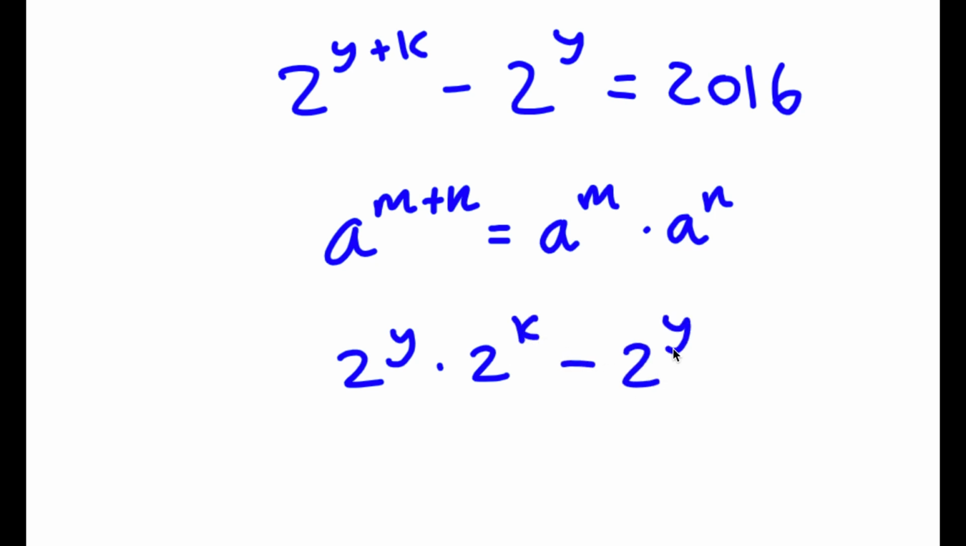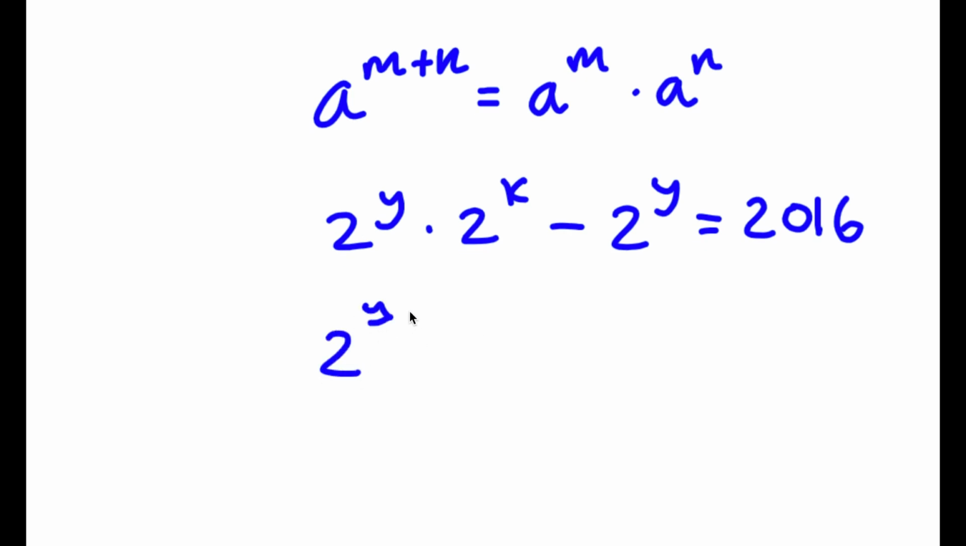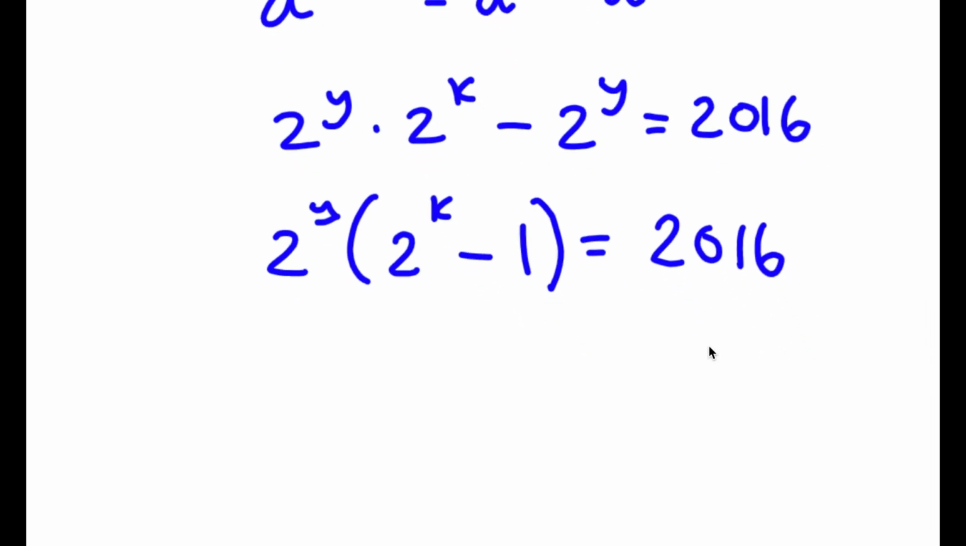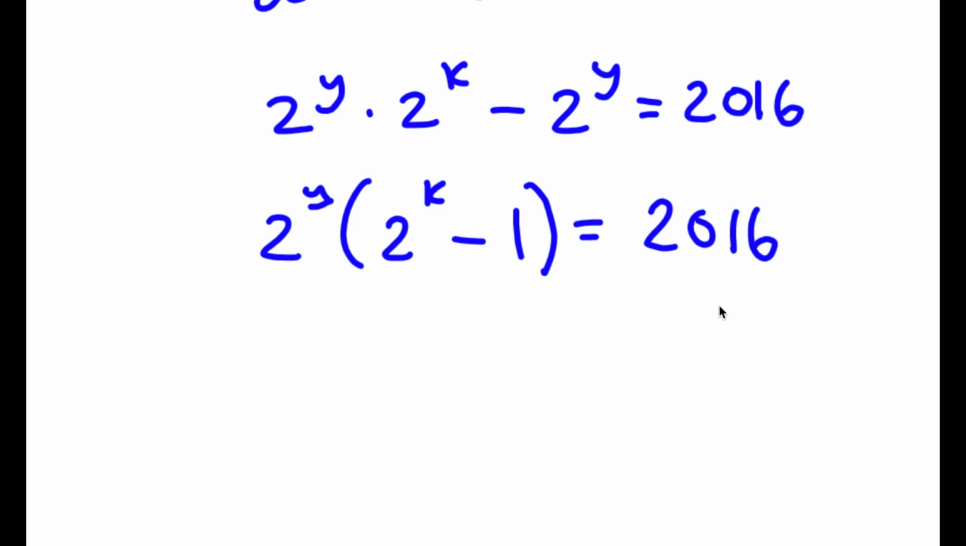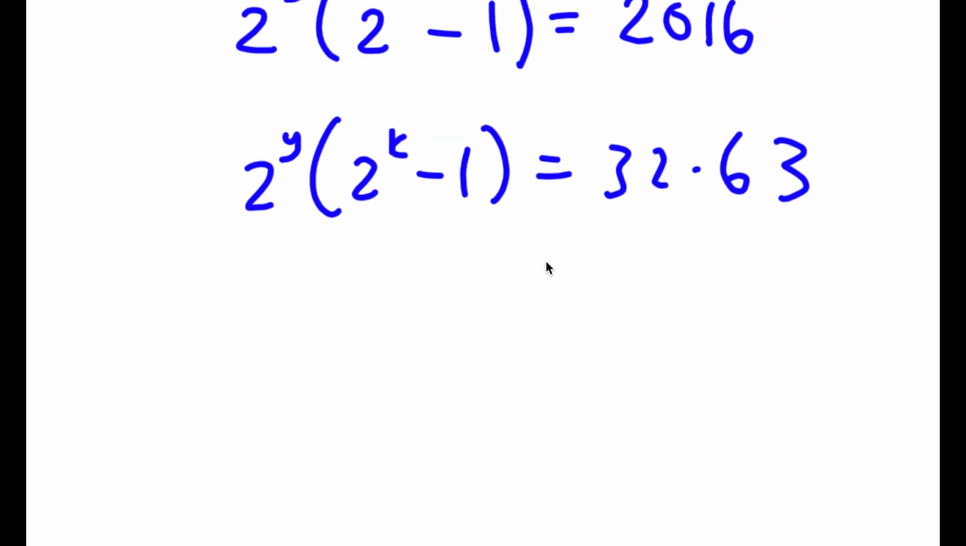Now I have this minus 2 to the power of y is equal to 2016. Now I can factor out 2 to the power of y. So I have 2 to the power of y times 2 to the power of k minus 1 is equal to 2016. Now I can rewrite 2016 as 32 times 63. And now notice that I have an even number times an odd number.